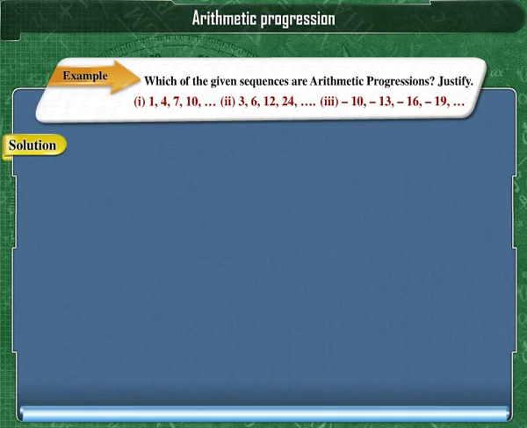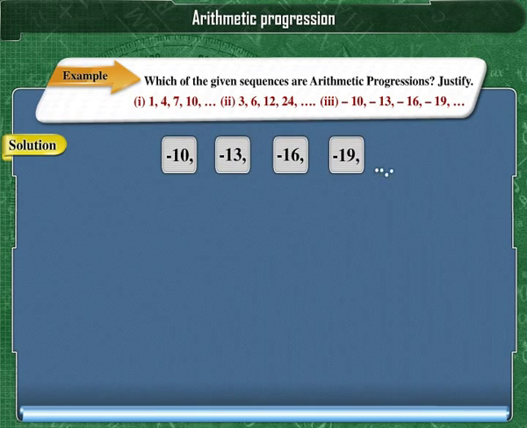In the third list of numbers, minus 10, minus 13, minus 16, minus 19, and so on, the first term T1 is minus 10. The second term T2 is minus 13. The third term T3 is minus 16. The fourth term T4 is minus 19, and so on.